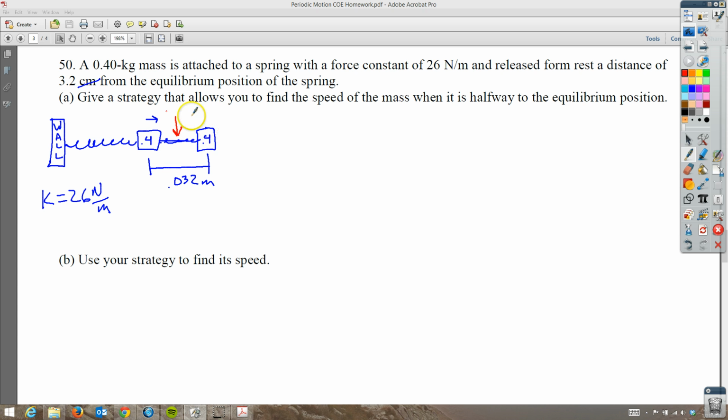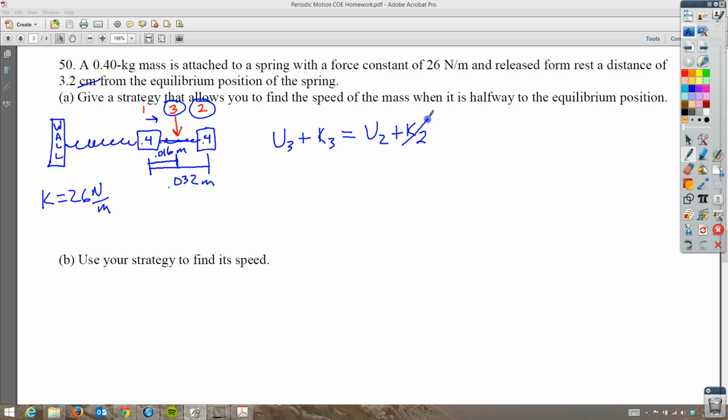So we really want that speed. We're going to number these. This is position 1, position 2, and finally the position in question, which is position 3. So let's figure out the energy at both position 2 and position 3. At position 3, please notice that from equilibrium, the distance here would be 0.016 meters because it's halfway in between. Our potential energy at position 3 plus the kinetic energy at position 3 should be equal to the potential energy at 2 plus the kinetic energy at 2.